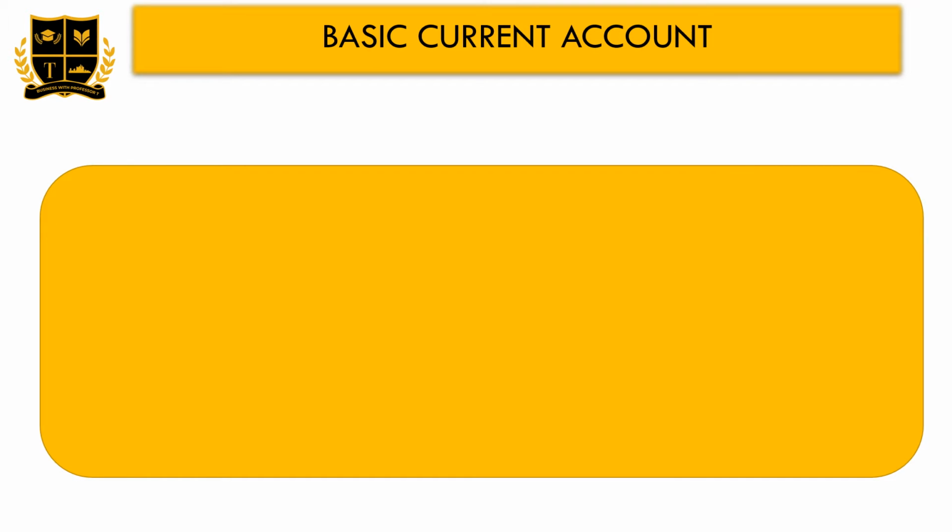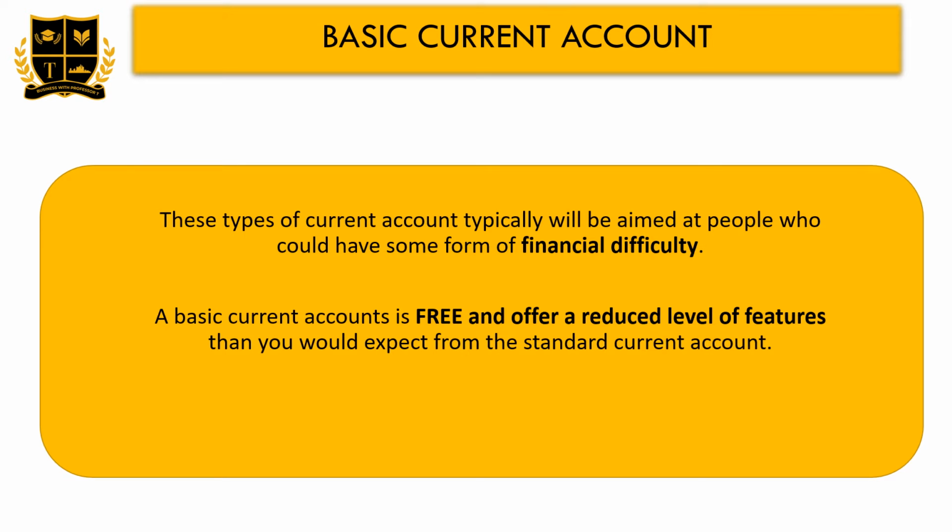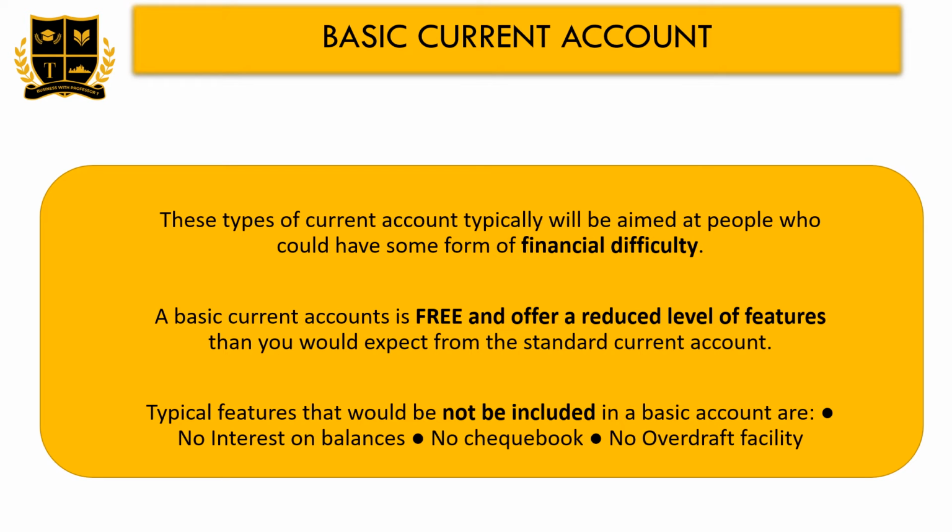So starting off, we have the basic current account. These types of current accounts will be aimed at people who could be facing some sort of financial difficulties. A basic current account is free and offers a reduced level of features than you would expect from a standard current account. The typical features that will not be included in the basic current accounts are no interest on balance, no checkbook, and no overdraft facilities.